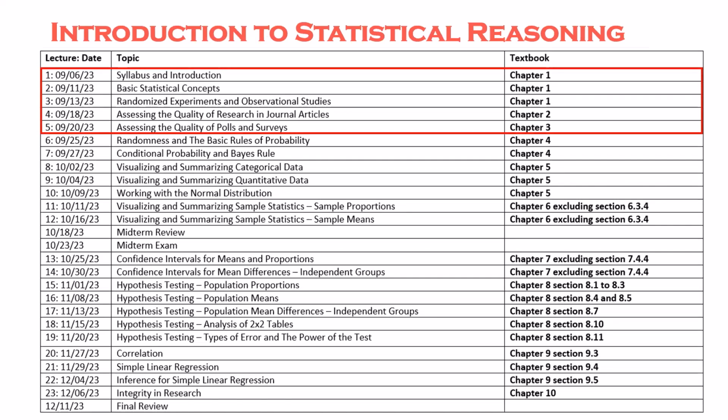In this course, I begin with discussing basic concepts: sample versus population, sample statistic versus population parameter, random sample versus convenience sample. Then an introduction to design of experiments and observational studies before having the students go beyond the news headlines to assess the quality of research, including polls and surveys.